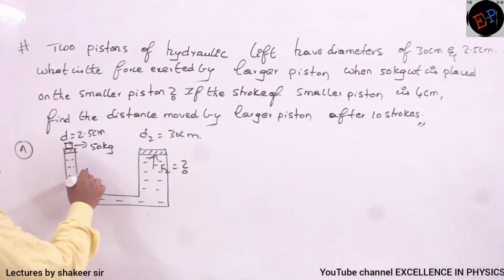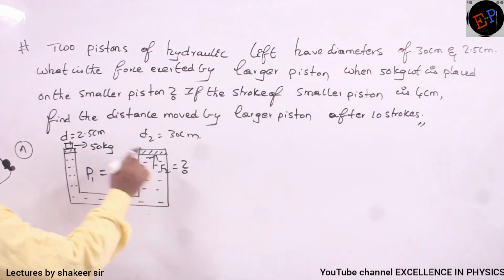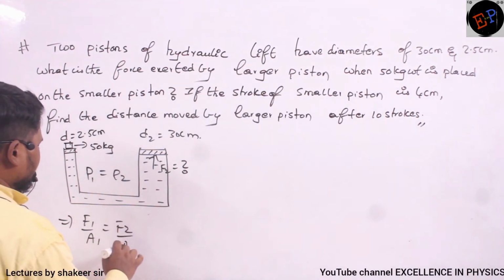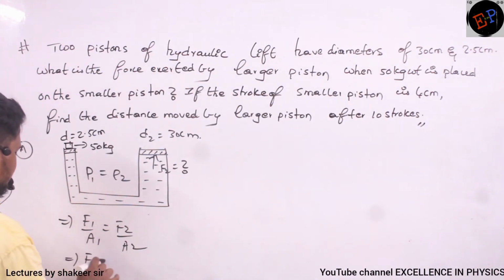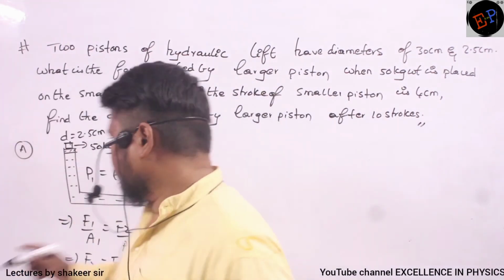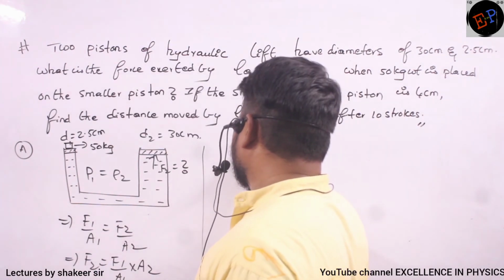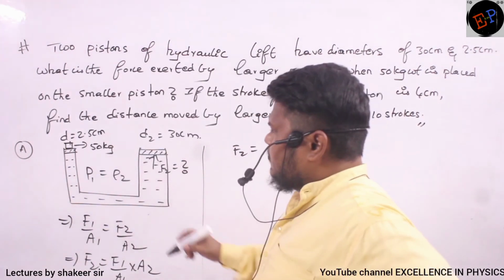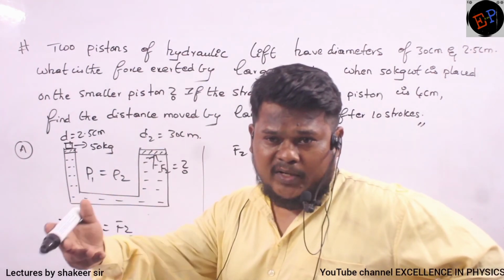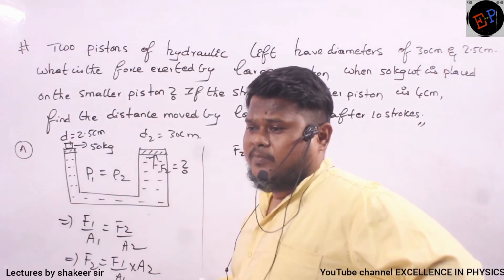So whatever the increase in pressure on the first piston, the same will be the increase in pressure at the second piston also. So pressure formula: F1 by A1 is equal to F2 by A2. I want F2 only now. So F2 is equal to F1 by A1 multiplied by A2. Now just substitute the values. Clear? So therefore F2 is equal to, what is F1? F1 is 50 kg mass, but I have to convert it into weight. 50 kg weight means what?